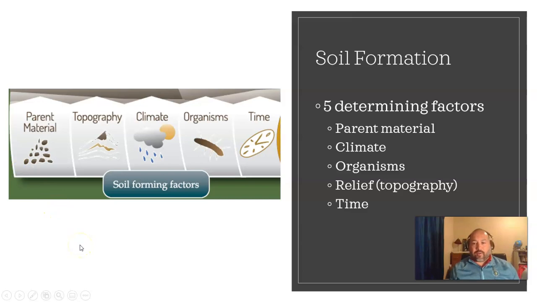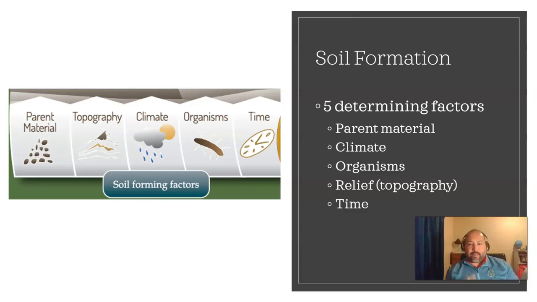So the first place to start is to talk about the five factors of soil formation. So there's five determining factors. That's going to be your parent material, your topography, your climate, your organisms, and your time. When we talk about soil formation, it's not going to be, well, it's this one thing. It's not that this one's a parent material, this one's a topography dependent one.